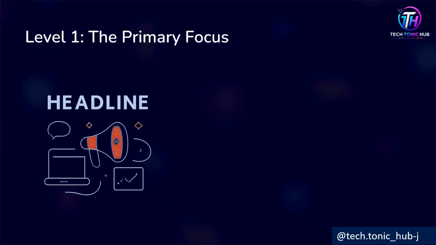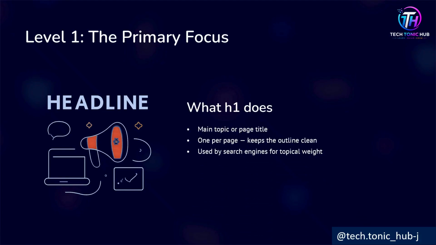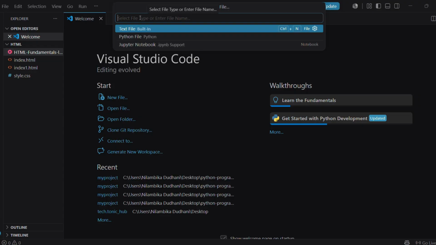We'll start with the H1 tag. The H1 represents the main title of your web page. Normally, every web page should have only one H1 because it tells both the user and the search engine what the page is mainly about. For example, if we are creating a web page for an e-commerce shopping website, then the H1 tag should be "Welcome to our Amazon shop" or "Meesho shop". So it will tell the search engine that it is an e-commerce website, and it also tells the user that it is a shopping website.